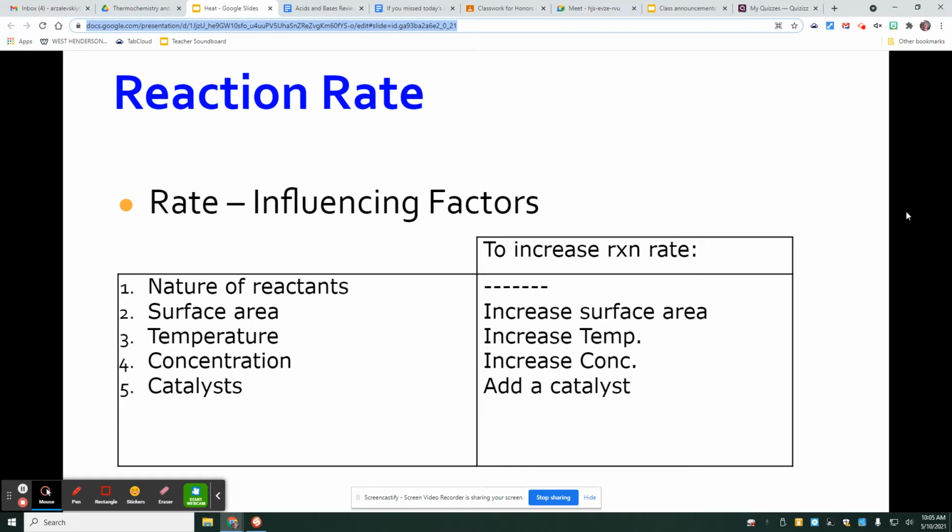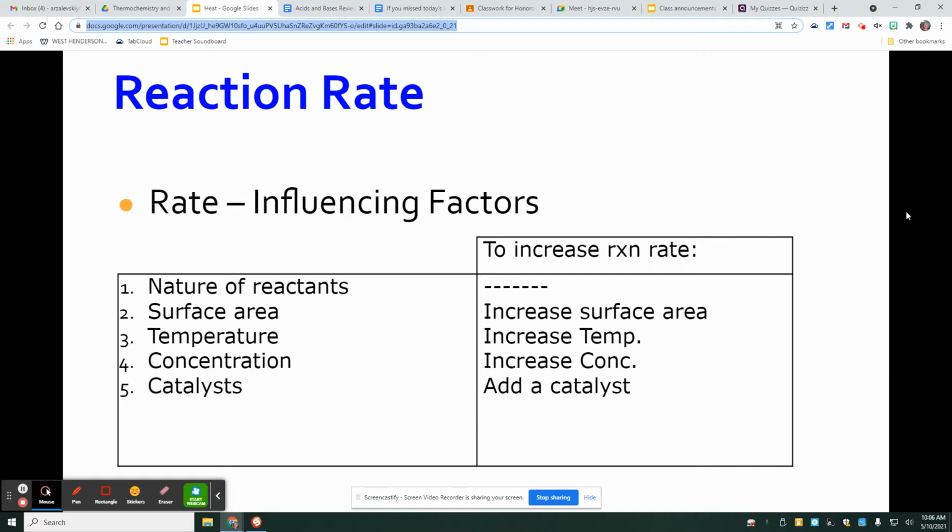If you increase the surface area, and remember we talked about that in solubility, you increase the surface area by smashing up large pieces, and the smaller pieces you have, the more surface area you have. And so the more surface area you have, the more reactant particles are going to be able to collide. They're not going to be trapped on the inside of a reactant chunk.